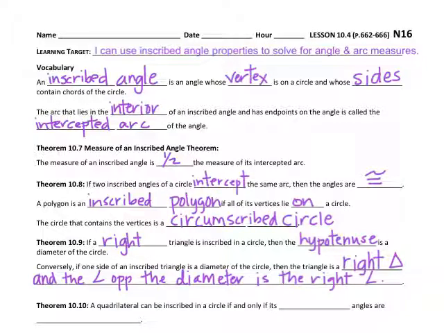Welcome to the video for lesson 10.4. Please take the time to write in the learning target. The learning target for this lesson is: I can use inscribed angle properties to solve for angle and arc measures.